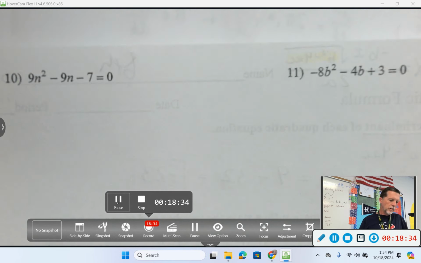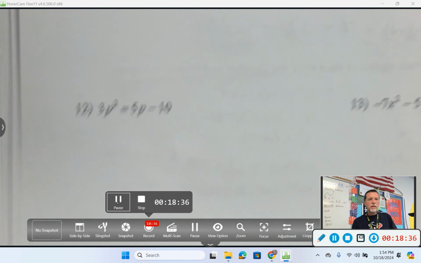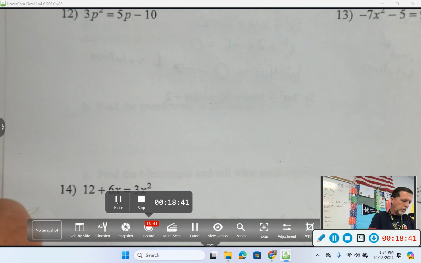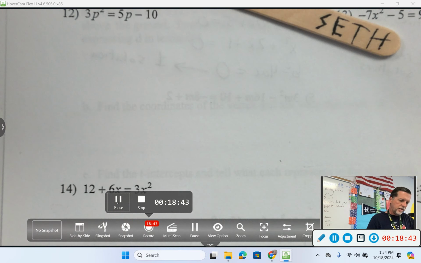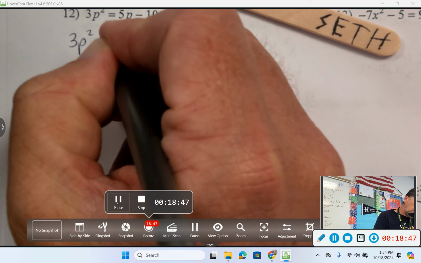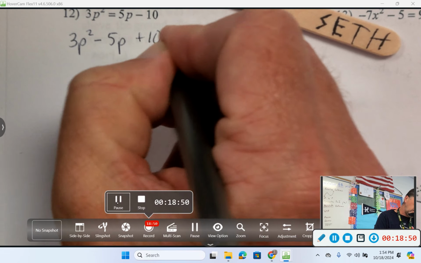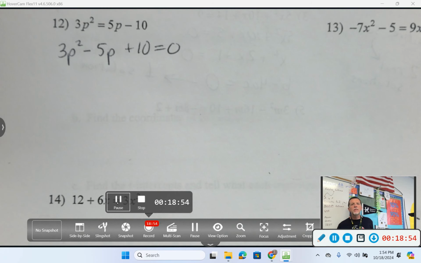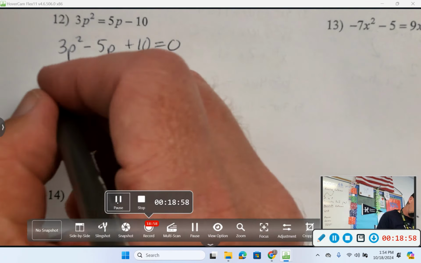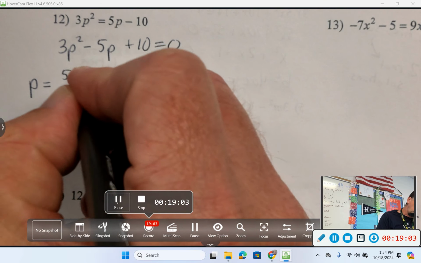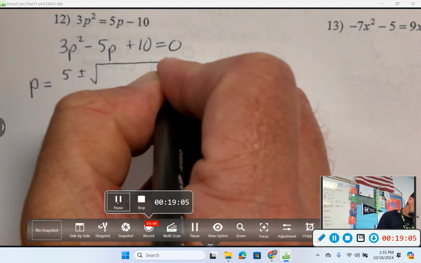Let's look at number 12. Seth, what do you want to do first on number 12? 3p squared minus 5p plus 10 equals 0. So we can't simplify by anybody on this one, so we're stuck with p equals, rather than x equals, negative b plus or minus the square root.